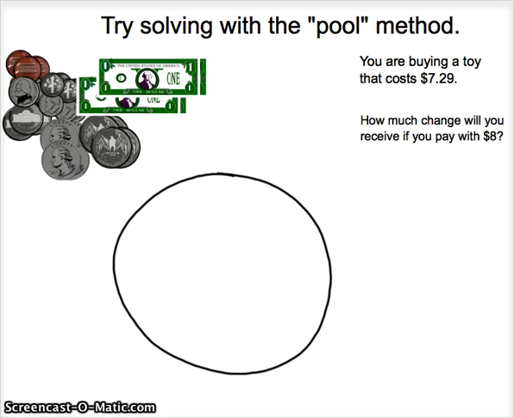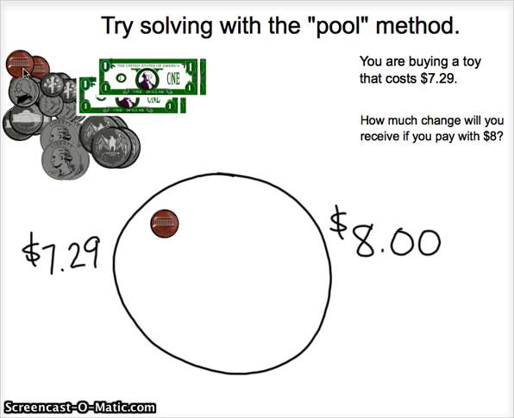The lower amount of money, what our toy cost, is $7.29. We are paying with $8. So we're going to try to get up to $8 over here. So the first coin I would add would be a penny, because that's going to get me to $7.30. Next, I might add a dime because I'm at $7.30, and this will get me to $7.40. Next, I would add another dime. That gets me to $7.50.